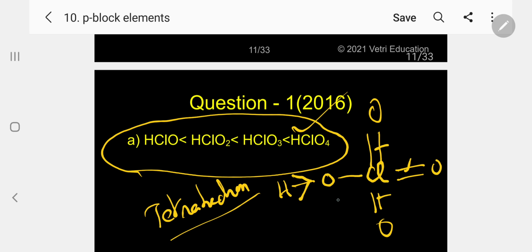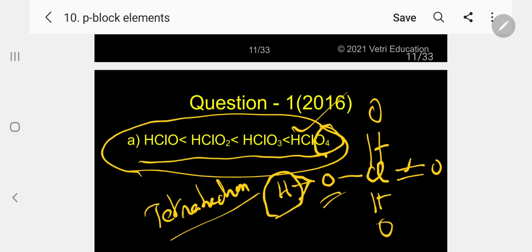So what will happen now? Because of this oxygen atom and chlorine attached, this hydrogen is easily replaced. So what is an acid? Acid is a substance which will donate H+. So when you compare these 4, here 4 oxygen atoms are attached to the central atom. So what will happen now? Because I'm creating more positive charge on the chlorine, the positive character will strongly attract the bond pair between oxygen and hydrogen. So it is easily released.